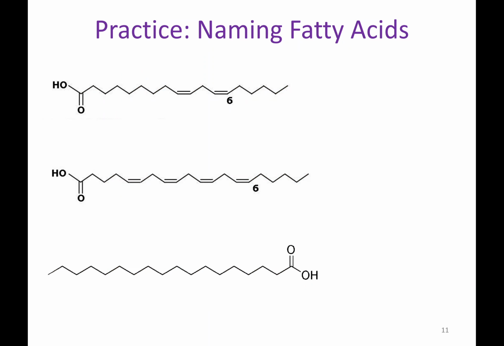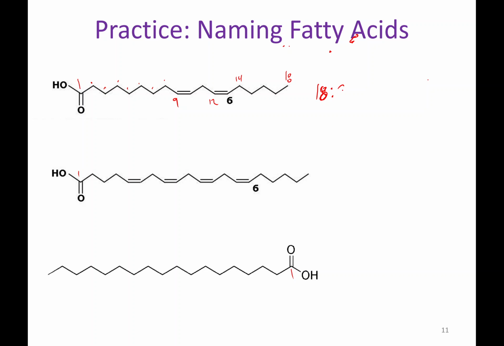How about naming fatty acids? This should also be fairly simple. You start at the carboxylic acid. These are all going to be 1s. Then we'll count over: 1, 2, 3, 4, 5, 6, 7, 8, 9, 10, 11, 12, 13, 14, 15, 16, 17, 18. So a total of 18 carbons in this chain. So that's 18 semicolon.